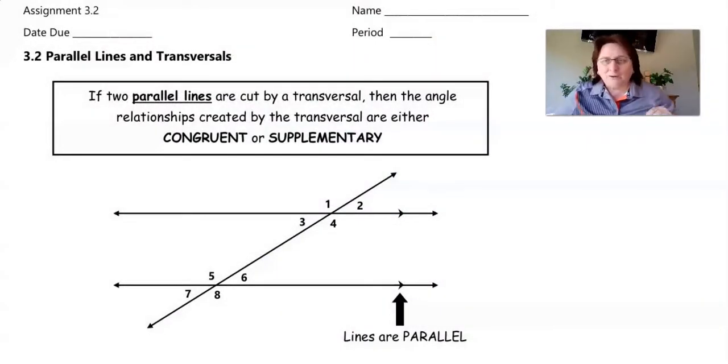Right here, it says that if two parallel lines are cut by a transversal, then the angle relationships created by the transversal are either going to be congruent or supplementary. First and foremost, I want you guys to notice the little arrows. That tells us that the lines are parallel. Let's look at which angle relationships will be congruent and which ones are going to be supplementary.